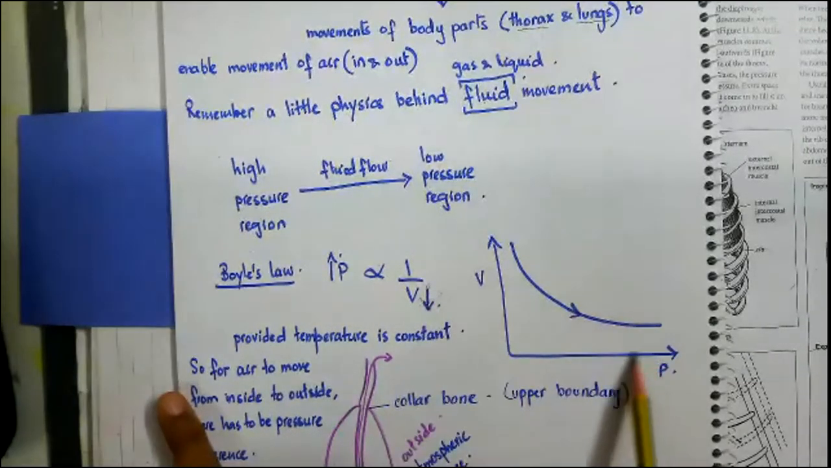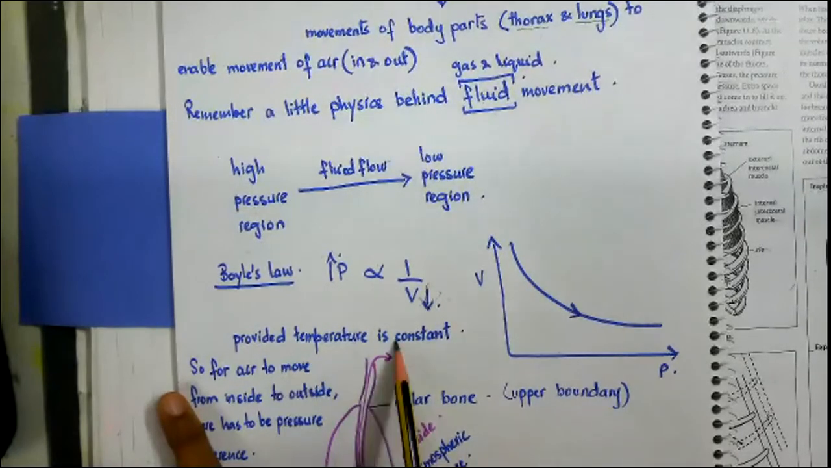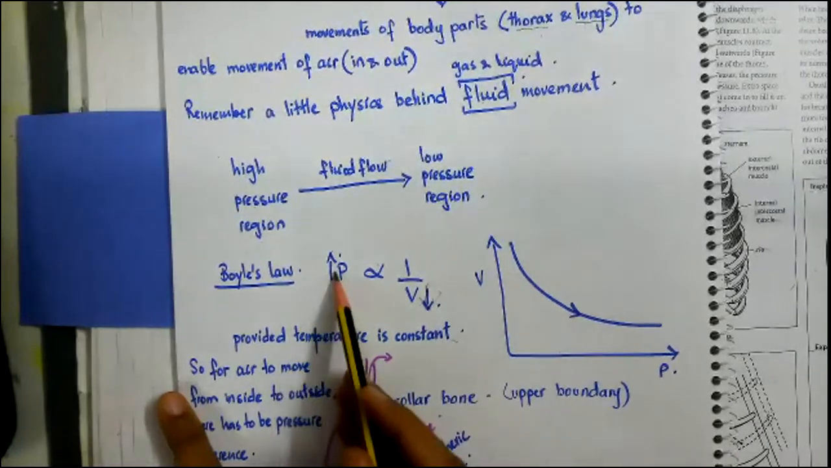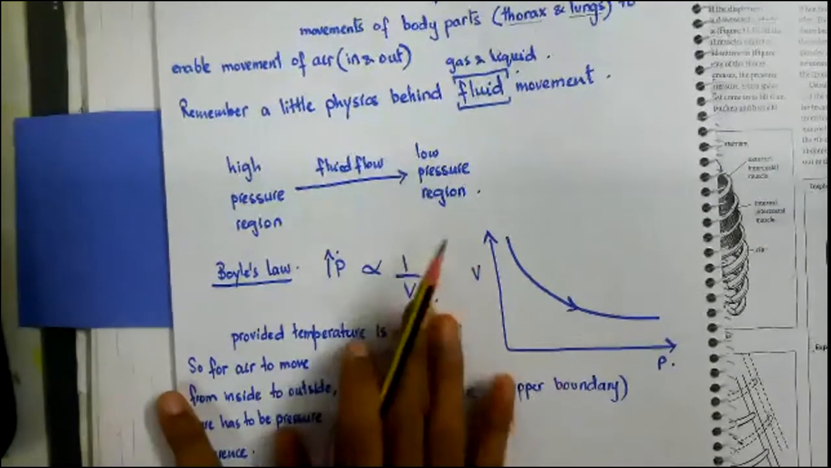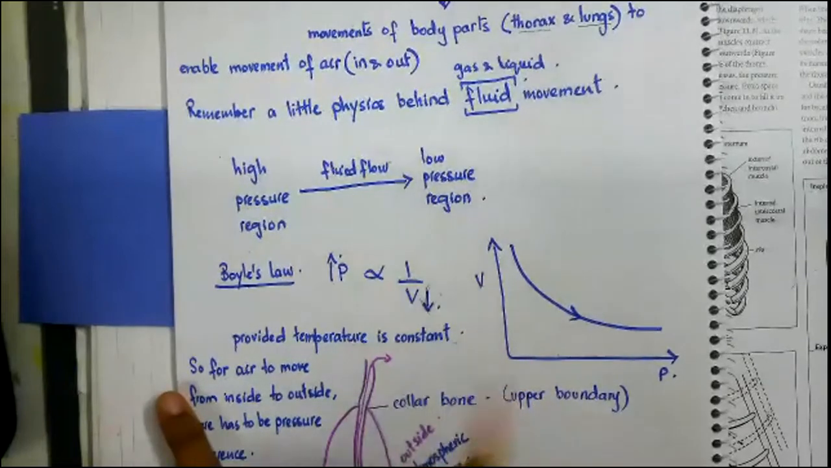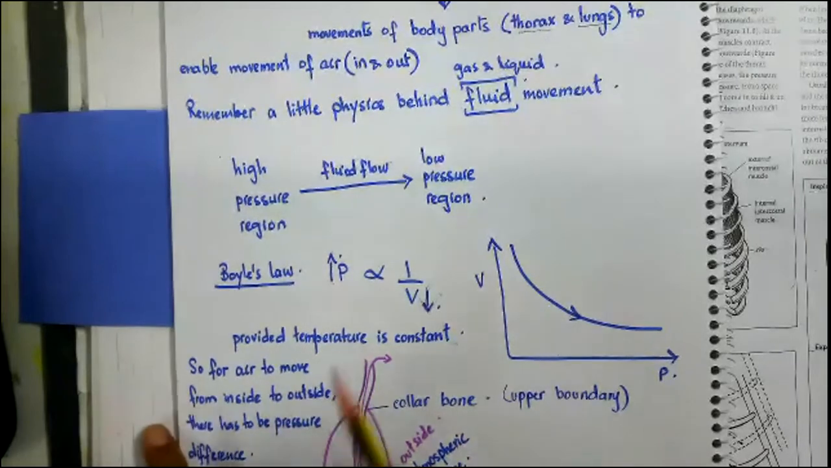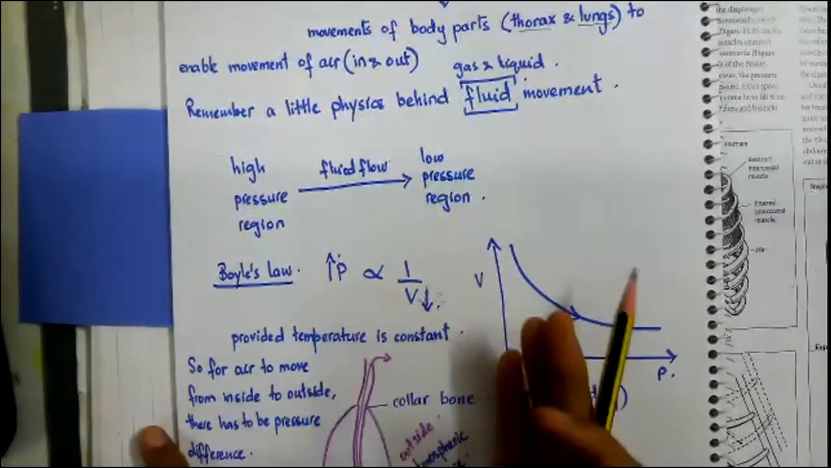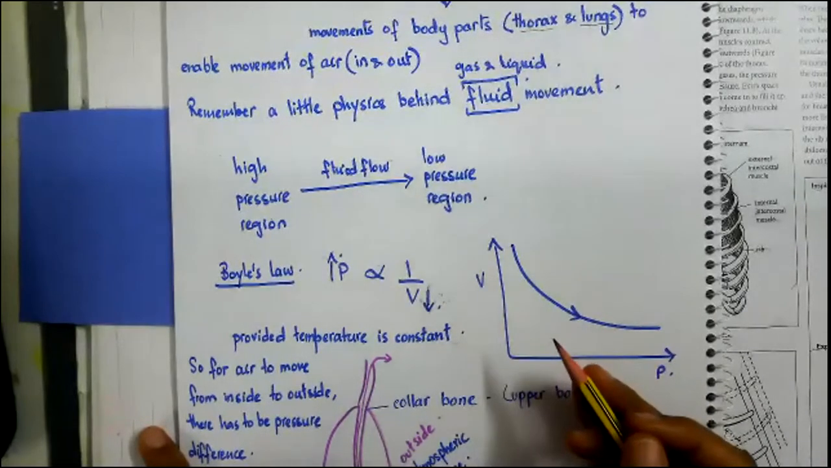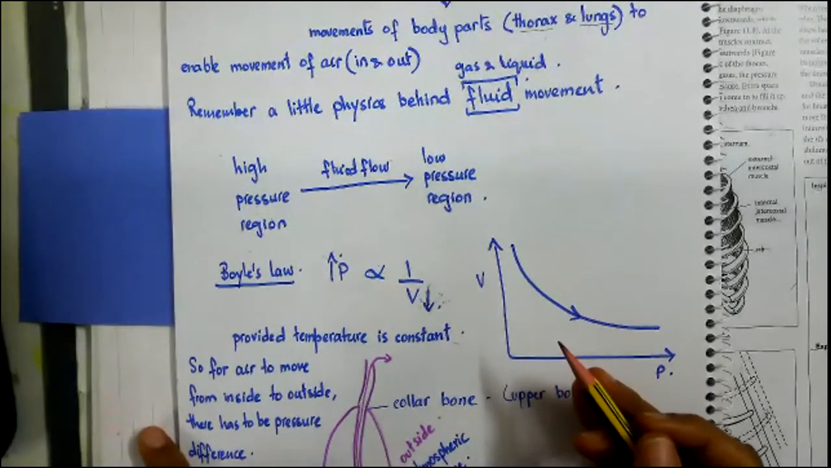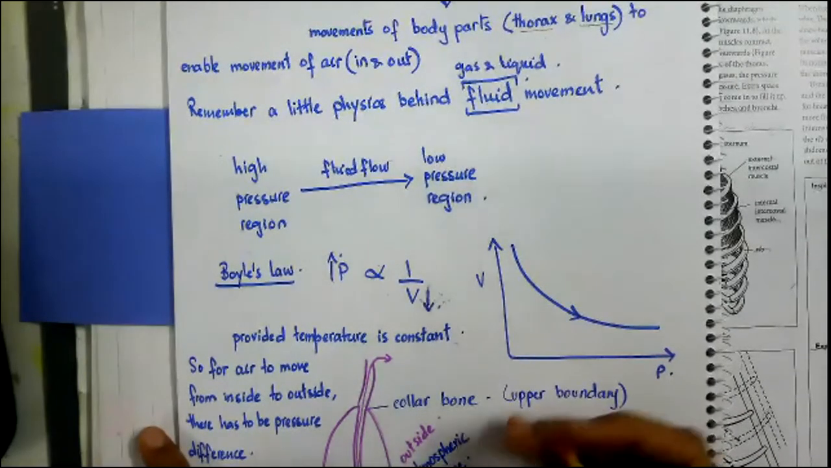So they are always in opposite directions. So if you decrease the volume, provided the temperature is constant, and provided the mass of the gas that you're talking about, or the mass of the fluid, and we're talking about gas here, is constant, then this relationship is true. Why is that? In simple terms, if we try to understand intuitively, pressure, if you remember, is force divided by area. So it is force per unit area.